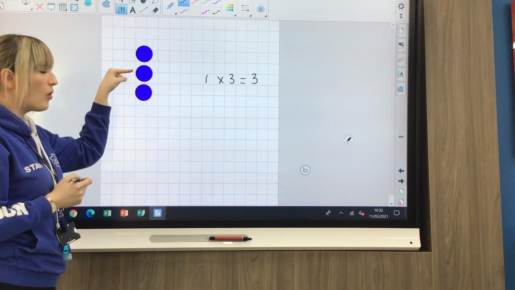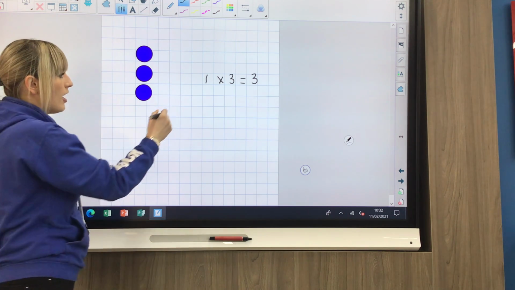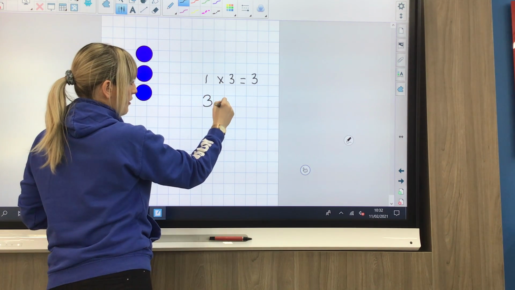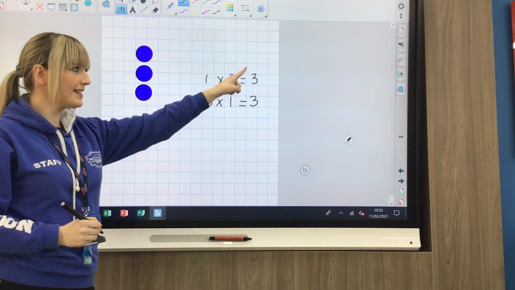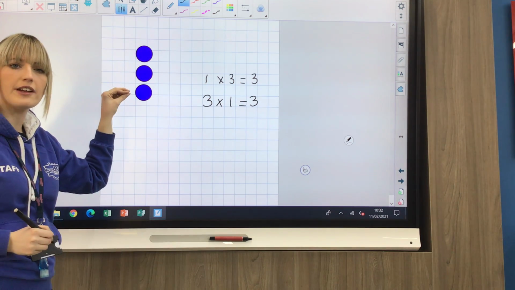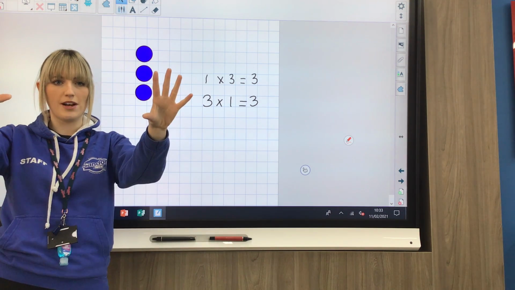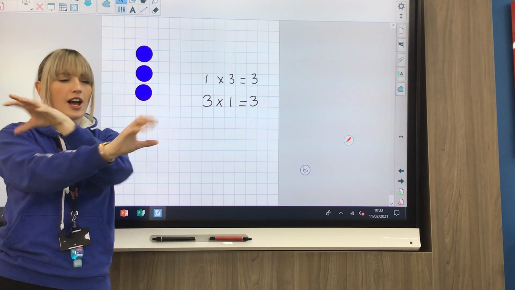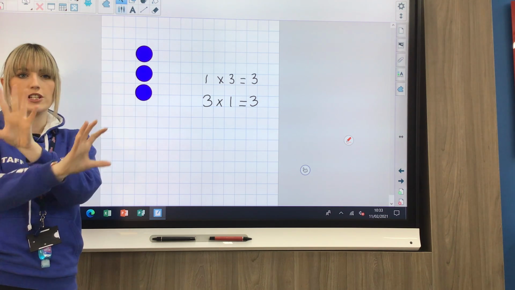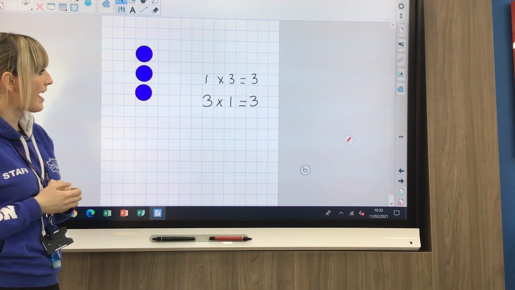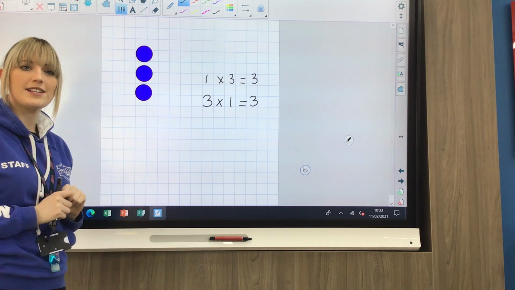So now I've got 1s, and I've got 1, 2, 3 lots of 1. So now I've got 3 lots of 1 equals 3. So my answer, the amount I've got altogether, has stayed the same. But my number sentences, get your hands, what have they done? They've switched. Okay, because with multiplication, it's commutative, and that means we can switch it around and it gives us the same answer. So it doesn't matter which way we work it out, our answer will be the same.